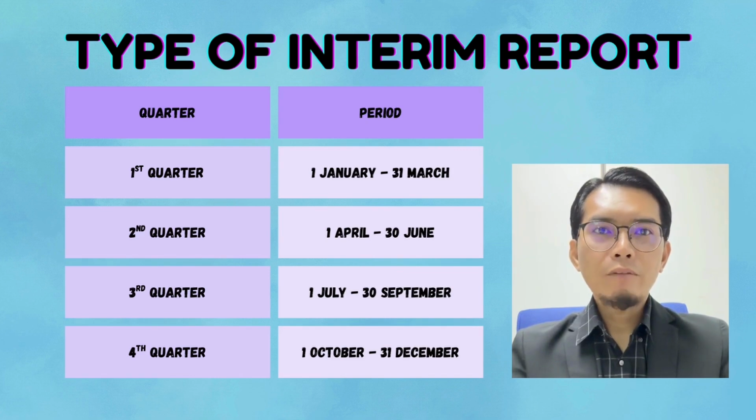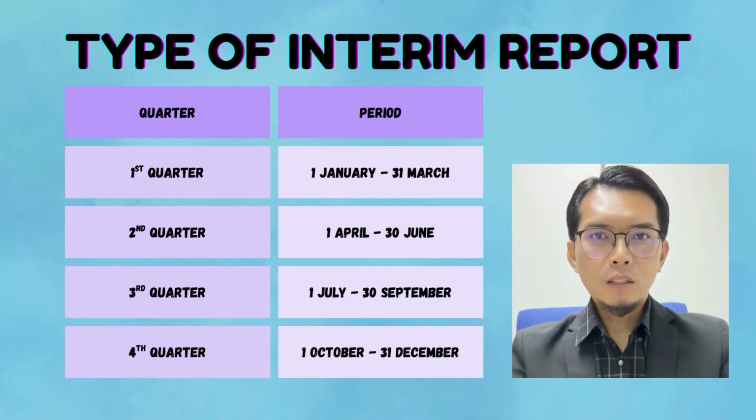Generally, it can be half-yearly or quarterly. The report covers the current period, year-to-date, and comparatives. For a quarterly report, a financial year is divided into 4 quarters. The first quarter runs from 1st January to 31st March. The second quarter is from 1st April to 30th June. The third quarter is from 1st July to 30th September. And the fourth quarter is from 1st October to 31st December.